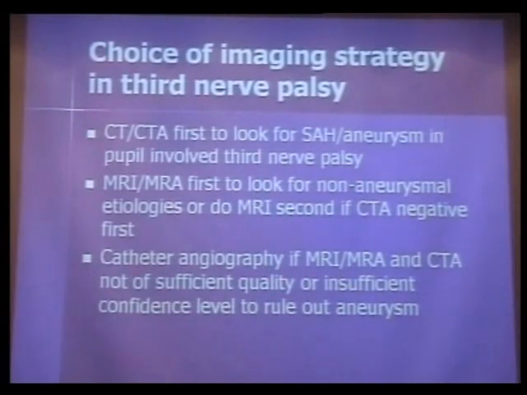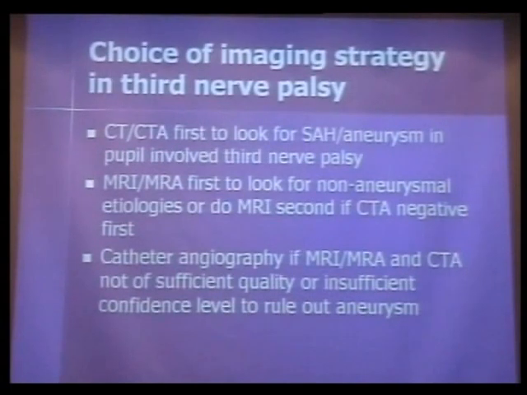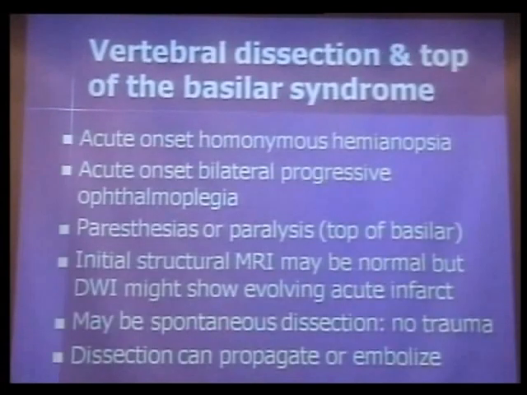MRI, as you know, is better for non-aneurysmal causes of third nerve palsy, so you're kind of stuck with both things. A catheter angiogram is probably not necessary for the vast majority of patients, except those with high clinical suspicion for aneurysm, or if you don't believe your MRA and CTA combination is of sufficient quality to rule out aneurysm, then you're going to be stuck with a catheter angiogram. But in the United States, rapidly the CTA, MRI, MRA combination is obviating the need for catheter angiogram.